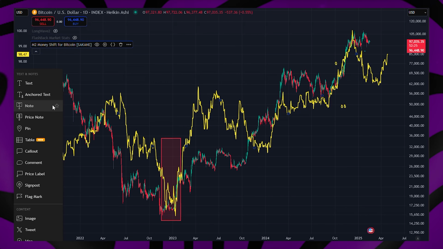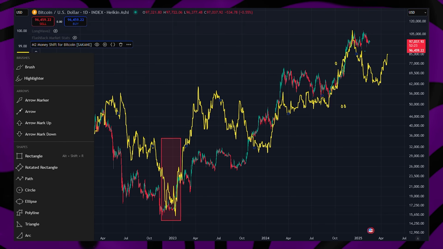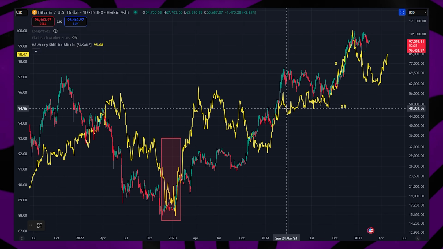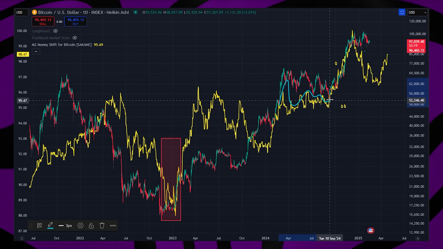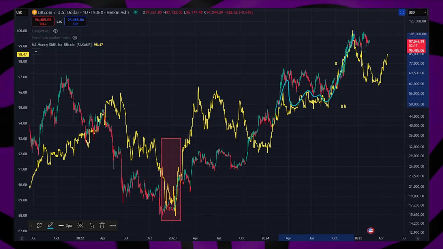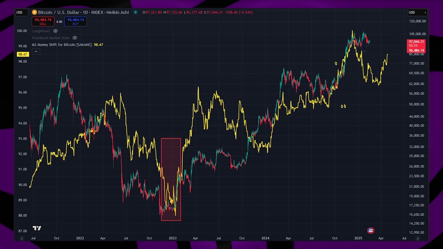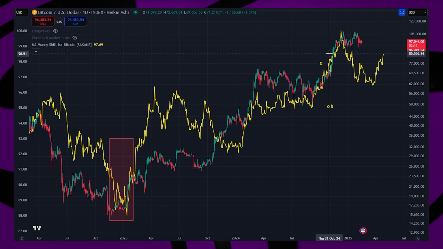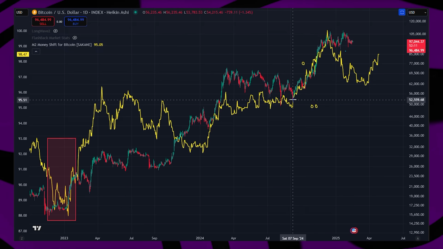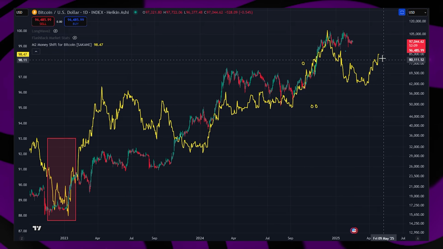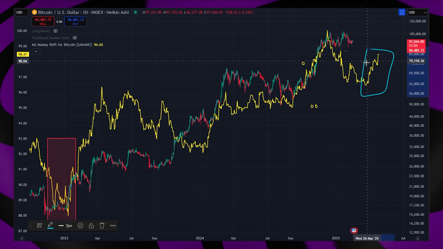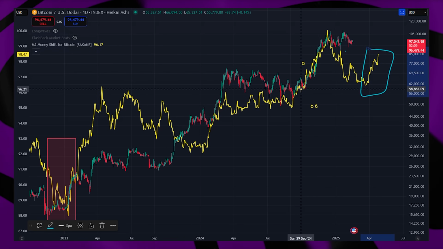When liquidity increases, it often leads to stronger market confidence and higher demand for Bitcoin, while liquidity tightening can indicate risk-off behavior, where investors move funds out of speculative assets and into safer investments. Right now, the M2 money shift indicator is signaling that we're heading into a period of increasing liquidity, which historically has preceded bullish moves in Bitcoin.